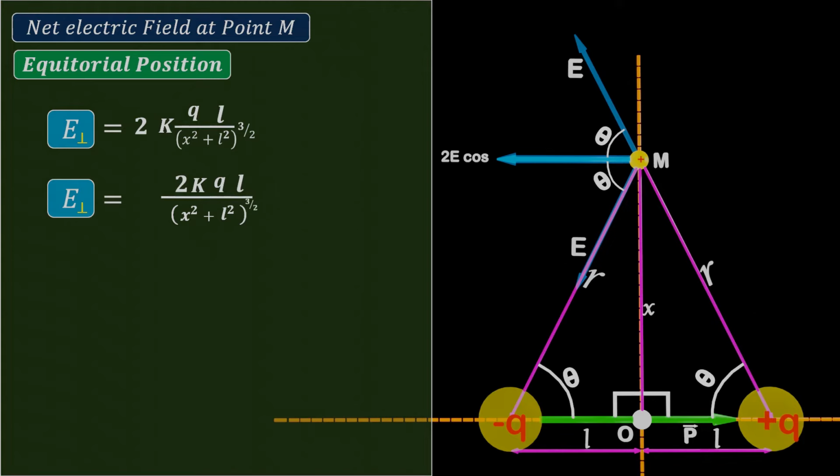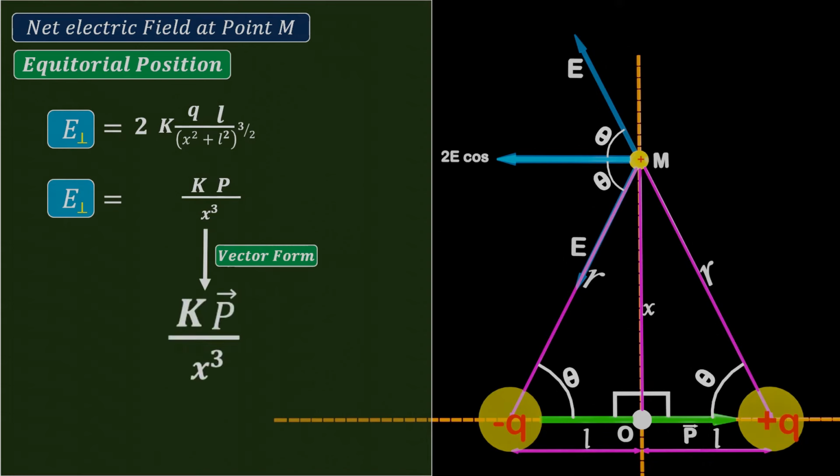In this equation, we recognize that 2qL represents the dipole moment, which we can denote as P. Since L square is much smaller compared to x, we can neglect it. After cancelling out the power 2 in the denominator, we are left with x cube in the denominator. Hence, the final equation for E equatorial is kp by x cube. If we write it in vector form, it can be expressed as follows.